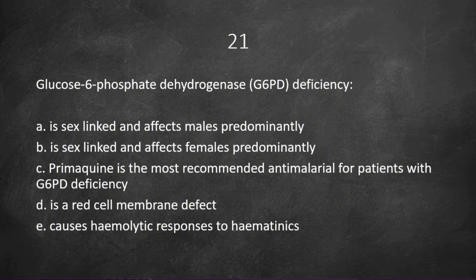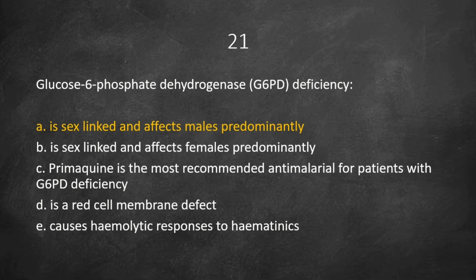Okay, question 21. It says glucose-6-phosphate dehydrogenase, that's G6PD deficiency. A, is sex-linked and affects males predominantly. B, is sex-linked and affects females predominantly. C, primaquine is the most recommended antimalarial for patients with G6PD deficiency. Then D is a red cell membrane defect. Then E causes hemolytic response to hematinics. The correct answer here is A, is sex-linked and affects males predominantly.